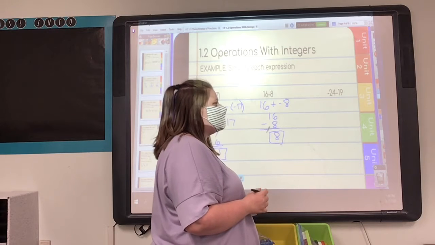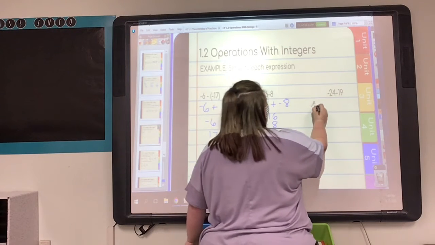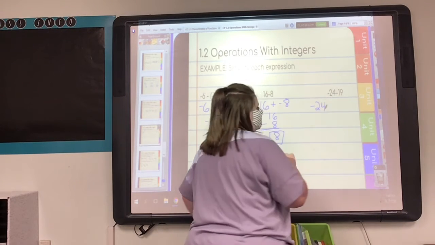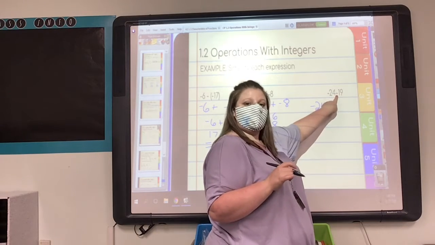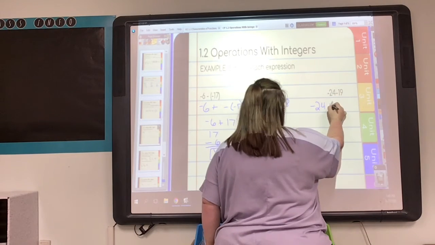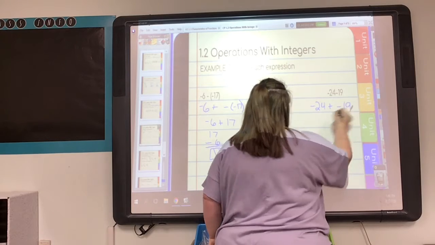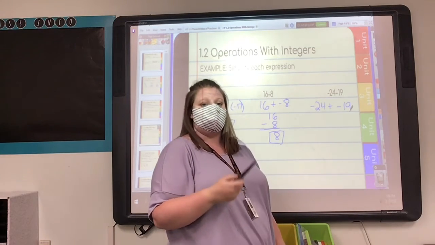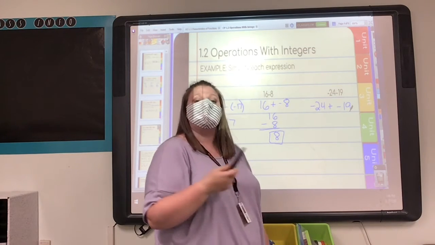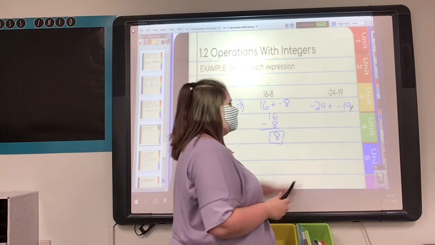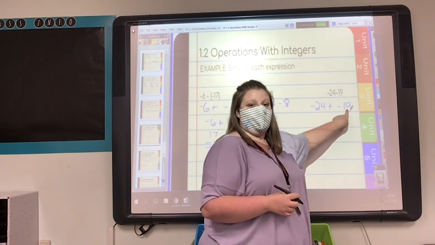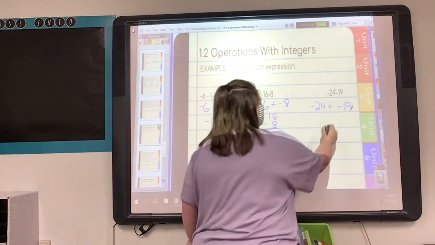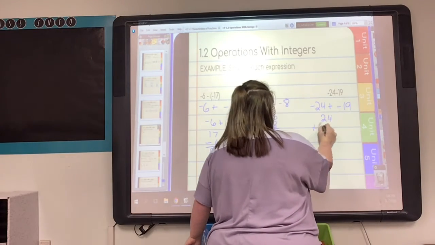And finally, we have negative 24 minus 19. So when we have negative 24 minus 19, we're going to follow our rules for subtraction, which tell us to change the subtraction into adding a negative. So instead of minus 19, we change it to plus negative 19, so we can use our rules for addition. So in this case, the signs are the same, so we're going to find the sum. So 24 plus 19.